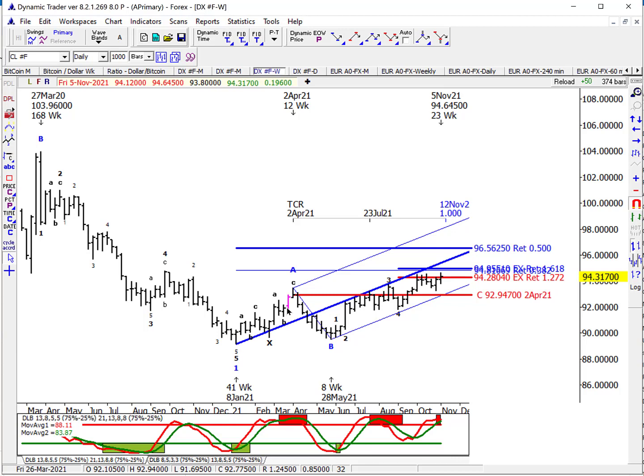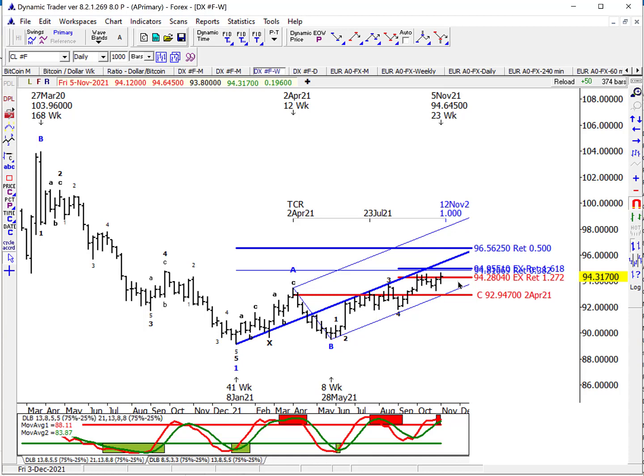Don't worry about it. The point is, it's clearly part of a correction. So because the dollar then continued sideways to up over these last few months, probably an A and a B, probably the dollar's in the final stages of completing a C. That's fantastic to be aware that that's the case.